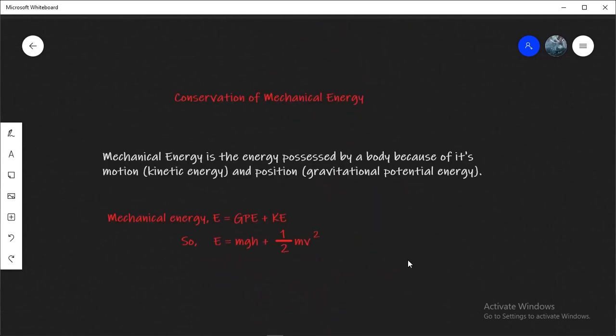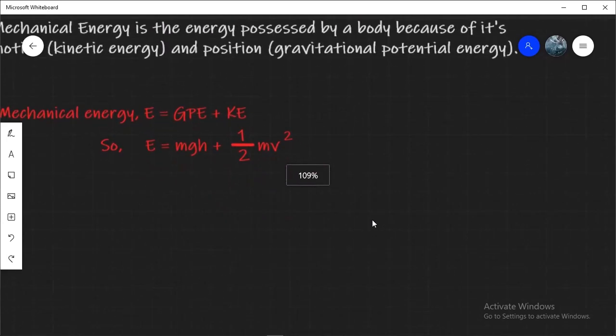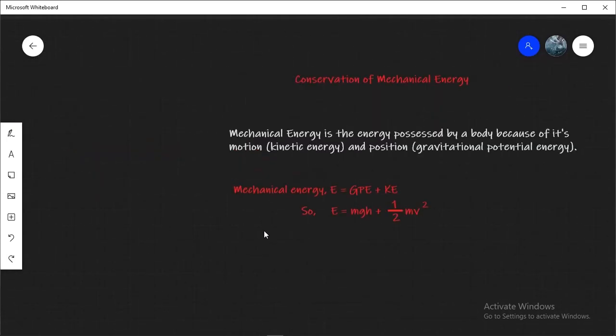Mechanical energy is defined as the ability to do physical work. As such, it is the sum of the gravitational potential energy, the energy gained from an object's position in a gravitational field, as well as its kinetic energy, which is gained by moving through that field, which would give us mechanical energy E equal to GPE, the gravitational potential energy, plus KE, the kinetic energy. GPE is equal to mgh, mass times gravitational field strength times height, and kinetic energy is equal to half times mass times velocity squared. So how does the conservation work?